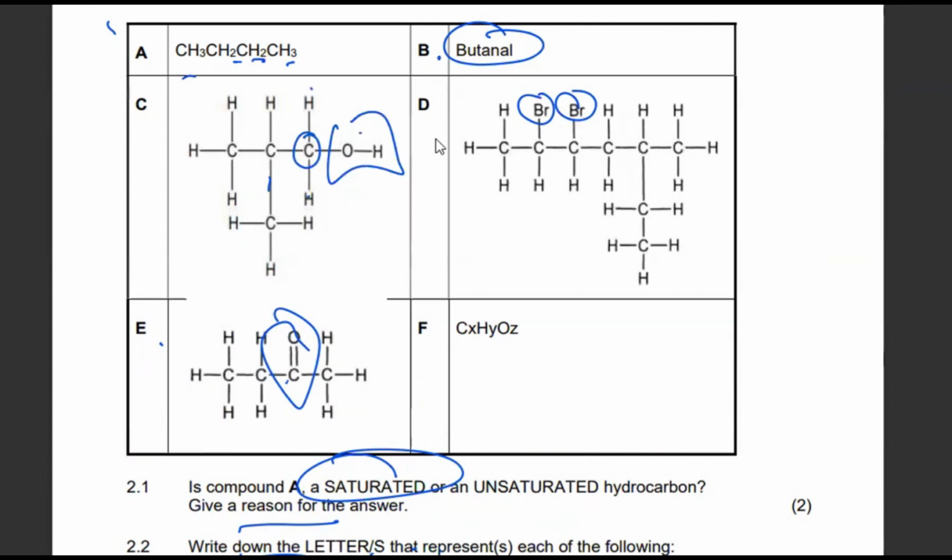So it makes it a primary alcohol. The carbon atom with the functional group has one alkyl group. Meaning that the carbon atom that is bonded to the hydroxyl group, that is OH, is bonded to one carbon atom.